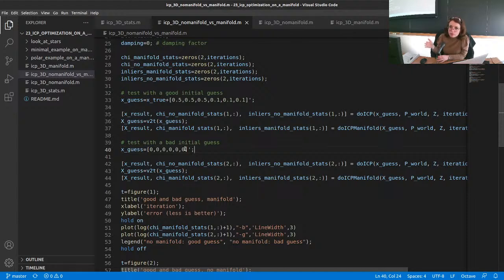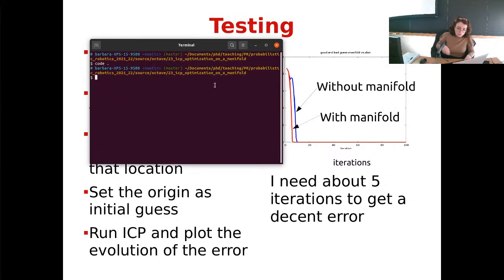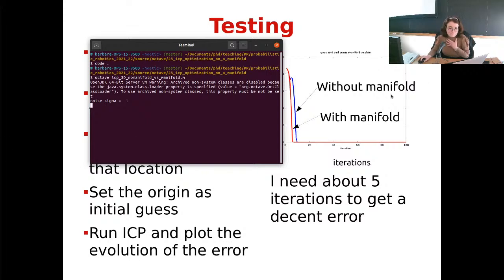This is for you to see the difference between doing ICP without and with the manifold formulation. While the two evolutions of the chi value will be similar with and without the manifold, when we have a bad initial guess, then you will see the difference between using or not the manifold very well. So here, octave ICP 3D no manifold versus manifold. Okay. Now it takes a second to make the computation.